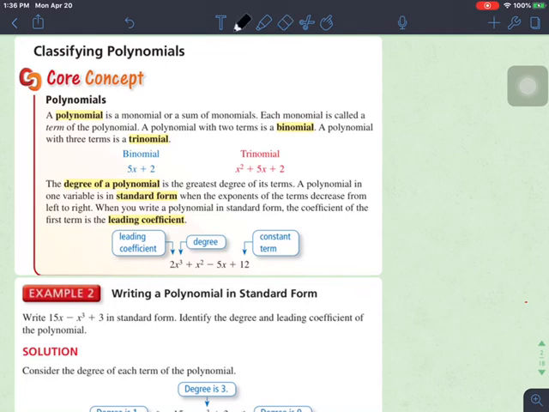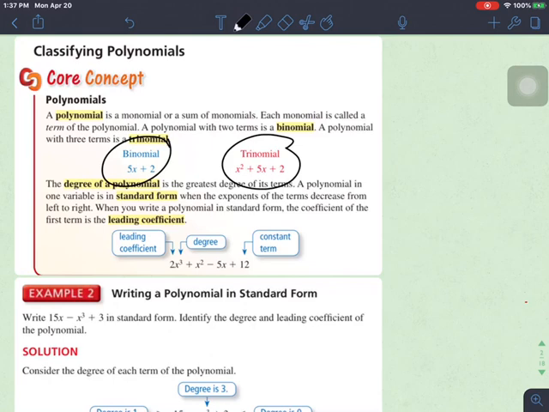Just to go over it, a binomial would be 5x plus 2. Remember, a monomial will be 5x. And then if you look at the concept here, a trinomial is x squared plus 5x plus 2. It's called a trinomial because it has three terms.